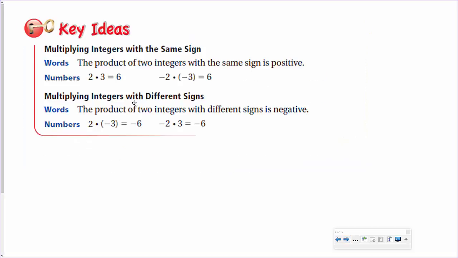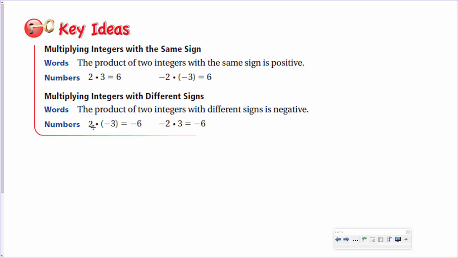So here's the big idea, the thing that you have to remember. The product of two integers with the same sign is positive. So whether it's two positive things like 2 times 3, that equals a positive 6, or if they're both negative, negative 2 times negative 3 is also a positive 6. So this is a really important concept. If you multiply two things, and if the signs are the same on both of them, the answer will be positive.